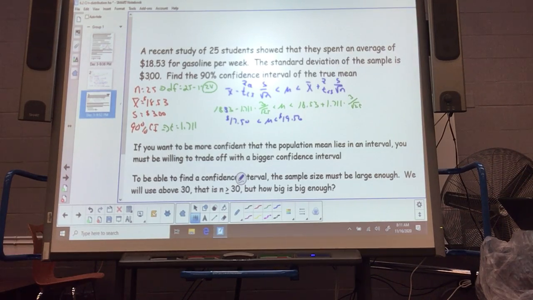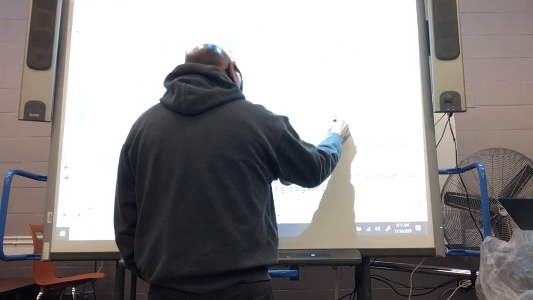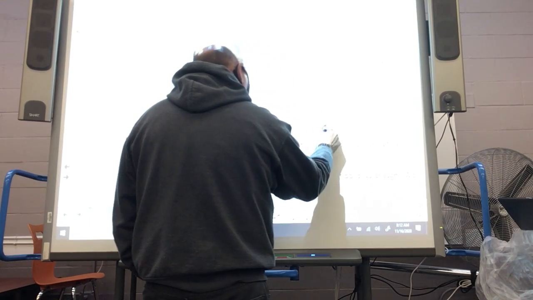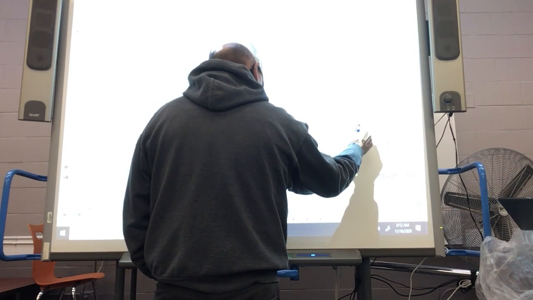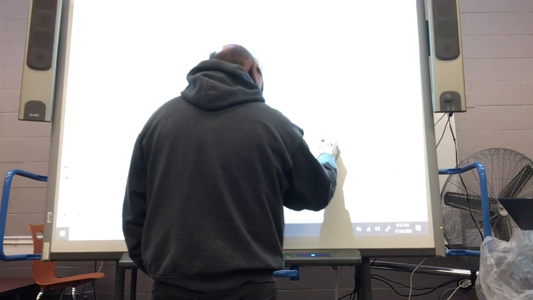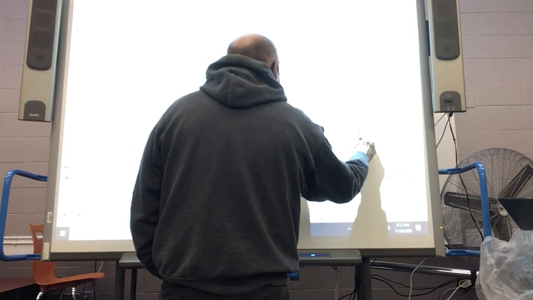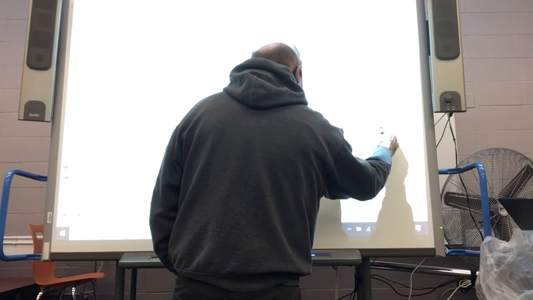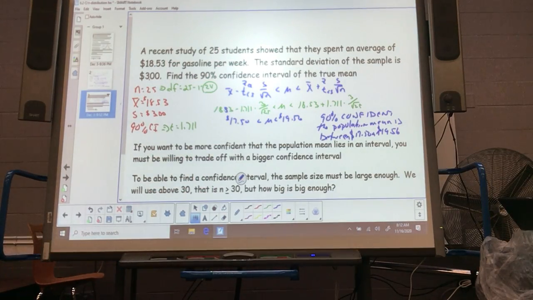Then we write our statement. We are 90% confident the population mean is between $17.50 and $19.56 for students spending on gasoline per week.